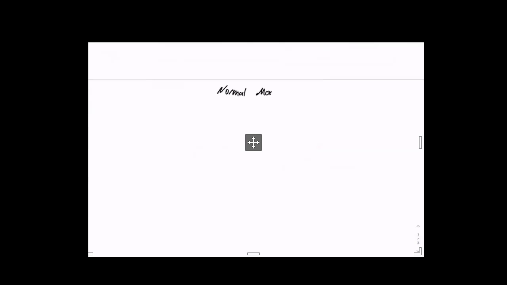Normal model, and graphing calculator. Day 2. We're just going to do one example.